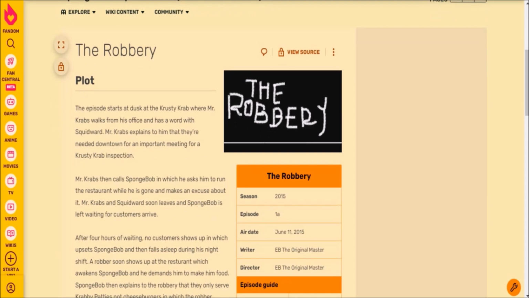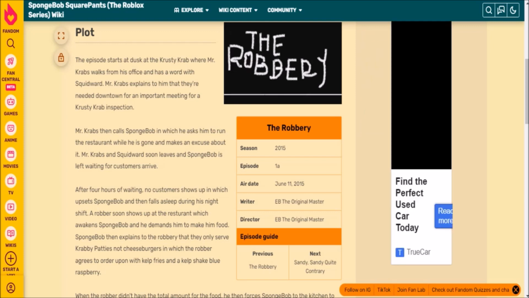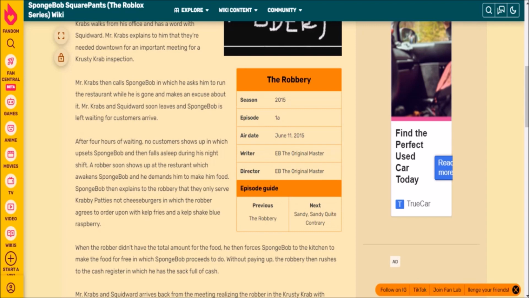So The Robbery, the plot is that the episode starts at dusk at the Krusty Krab, where Mr. Krabs walks from his office and has a word with Squidward. Mr. Krabs explains to him that they're needed downtown for an important meeting for a Krusty Krab inspection. Mr. Krabs then calls SpongeBob in which he asks him to run the restaurant while he is gone and makes an excuse about it. Mr. Krabs and Squidward soon leave, and SpongeBob is left waiting for customers to arrive.